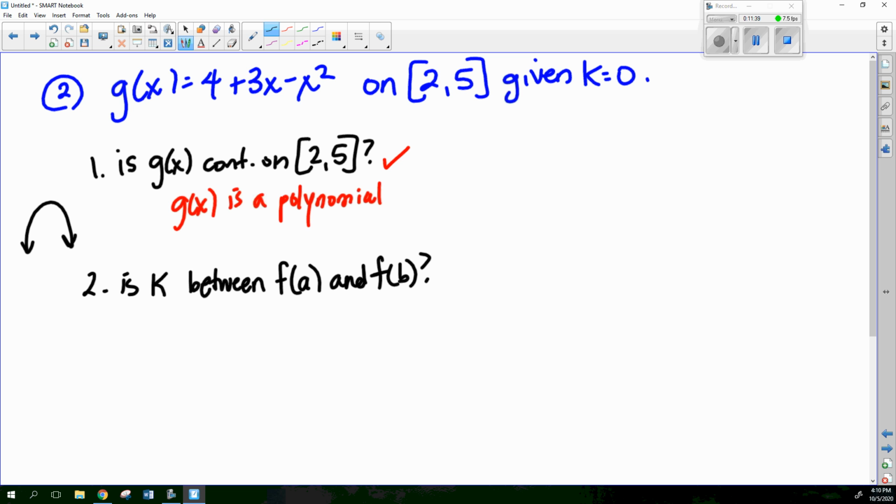Okay? All right. So that means I need to actually find those values. Well, a is 2, so I've got to find g of 2, and b is 5, so I've got to find g of 5. Remember, my interval is a and b. So if I plug 2 in, or I guess that should be g. Hopefully you know what I'm saying. All right. Those should be g's.